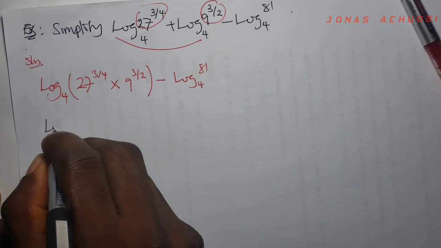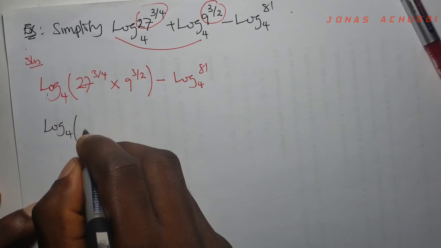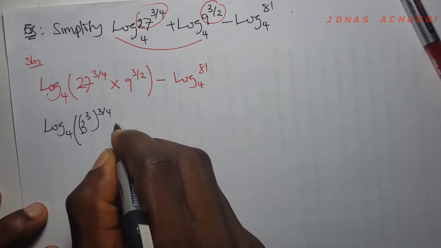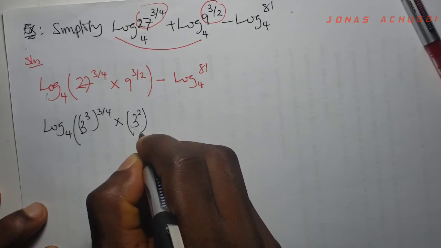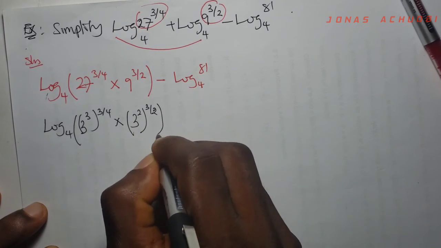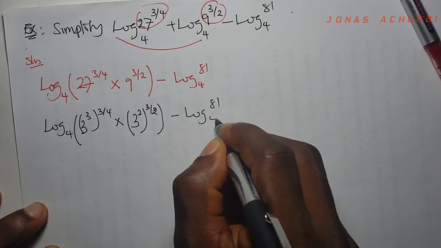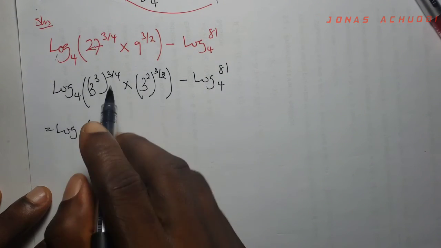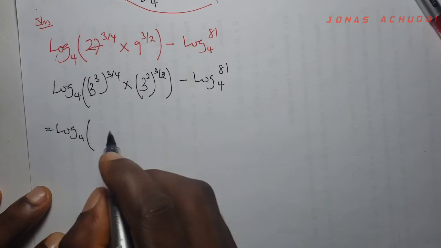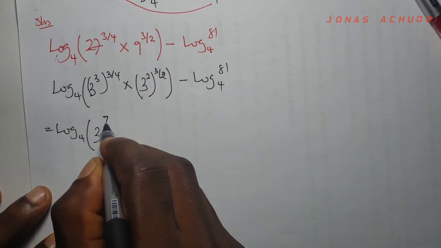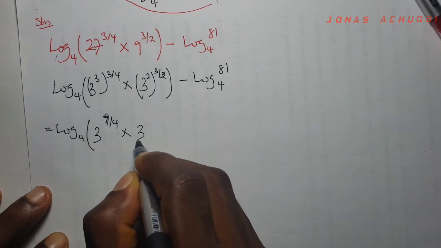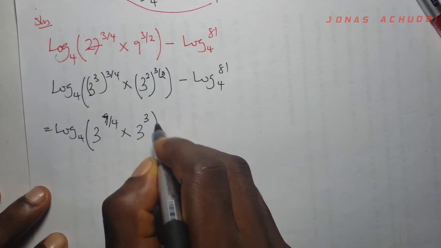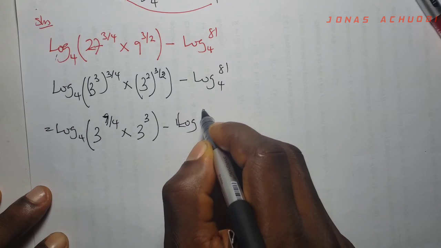So I can write this now as the logarithm in base 4 of 27, which is the same thing as 3 raised to the power 3, and what is outside? 3 over 4. Times 9, which I write as 3 raised to the power 2, and then the power outside is 3 over 2, minus the log of 81 in base 4. So this gives us the log in base 4 of, remember your power law of indices, 3 raised to the power 3 times 3 is 9 over 4 times 3. There are two powers again here, 3 and 3 over 2. In fact, 2 will knock off 2, and what is left there is 3, minus the log of 81 in base 4.